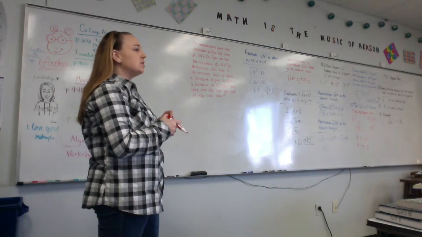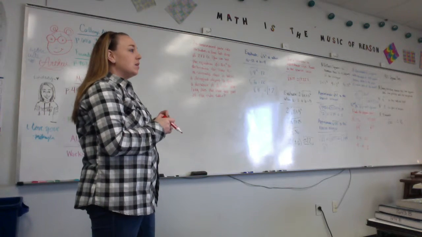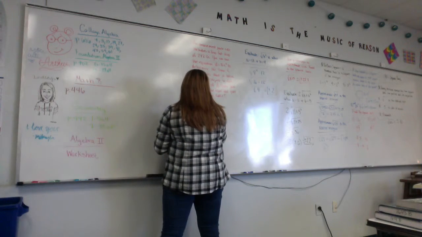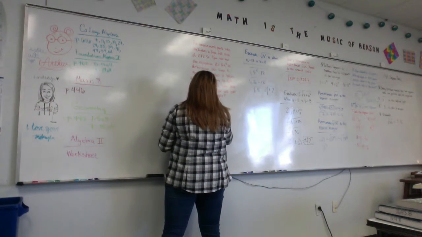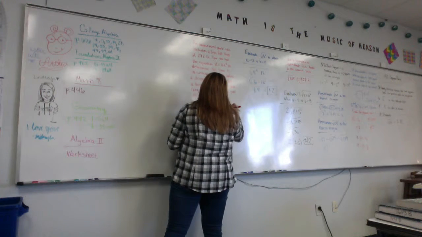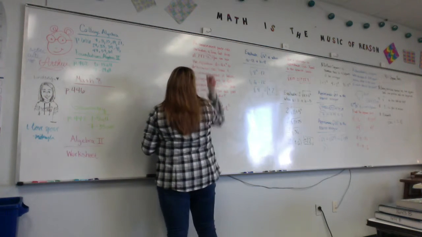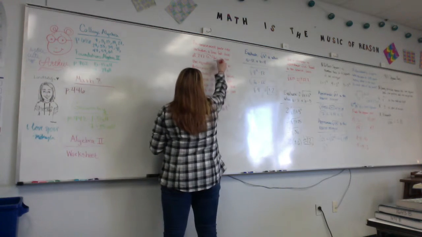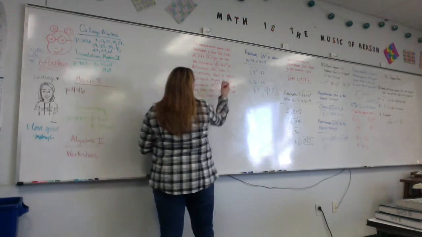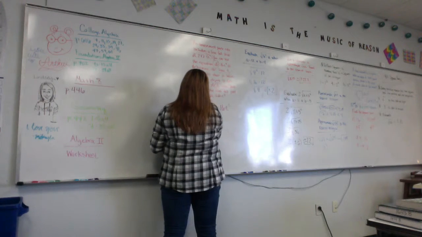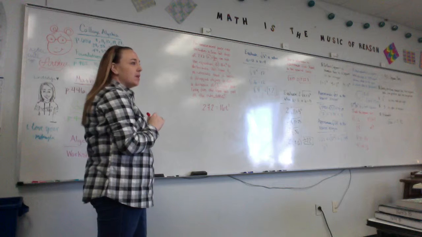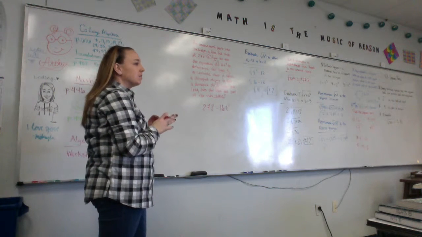How do I set up this equation? 272 equals 16t squared. Because 272 is my distance, my d in feet, which means I plug it in to that equation. And I'm trying to find the time because it says how long does it take. That means I'm finding the time, so my t should be blank. How do I solve from here?